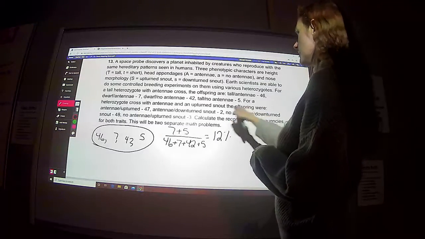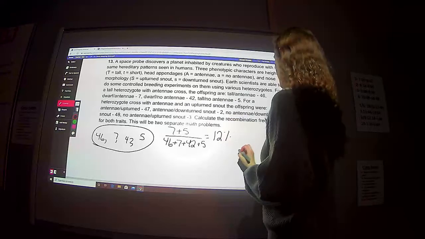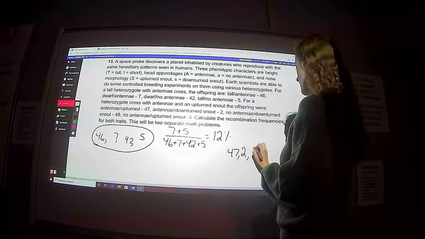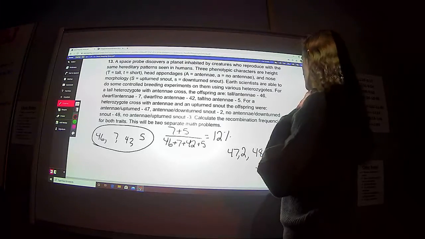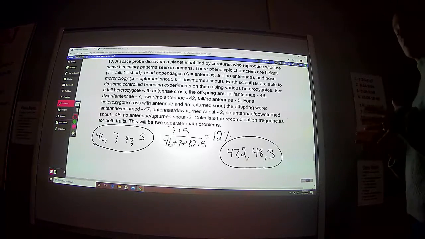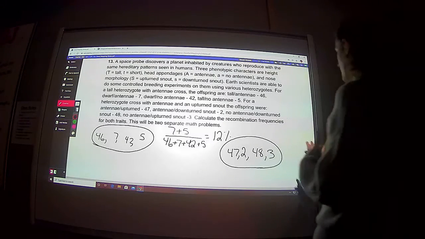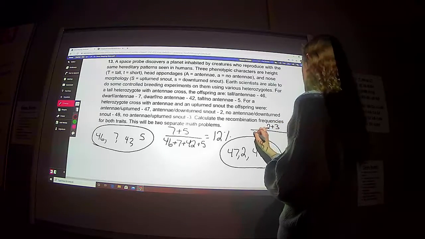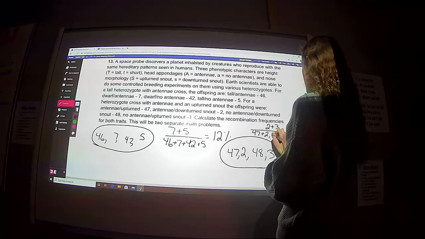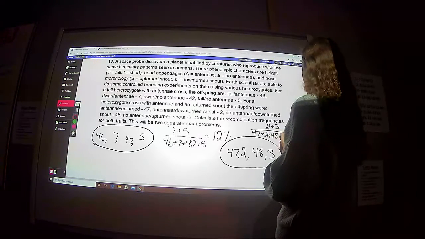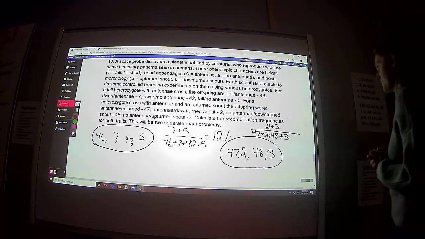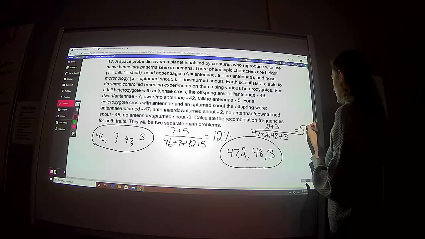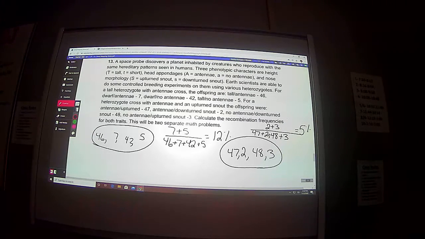Do the same for the next one then. So what are we talking about now? For a heterozygote, we're looking at 47 as our one number that was given, 2, antennae is 48, and 3. If you're looking at this set of numbers here, the smaller ones are going to be your recombinant values. So if we're looking for recombination frequencies, I'm going to take my 2 plus my 3, and that's going to be over top of 47 plus 2 plus 48 plus 3. And that would give you a recombination value of about 5%.